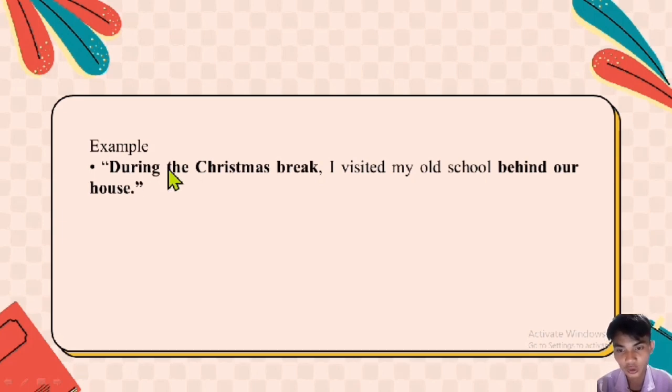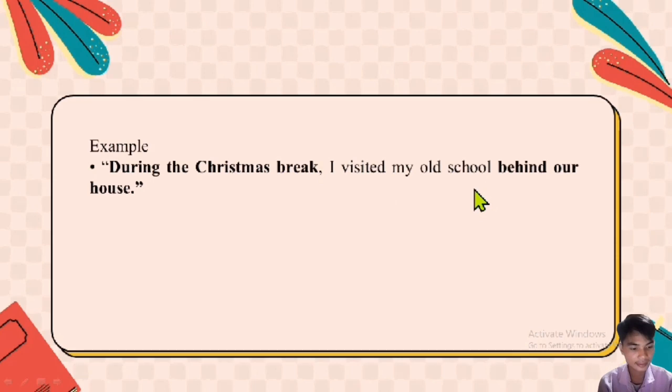The second prepositional phrase is behind our house. It is an adjective prepositional phrase, modifying the noun school and answering the question which one.